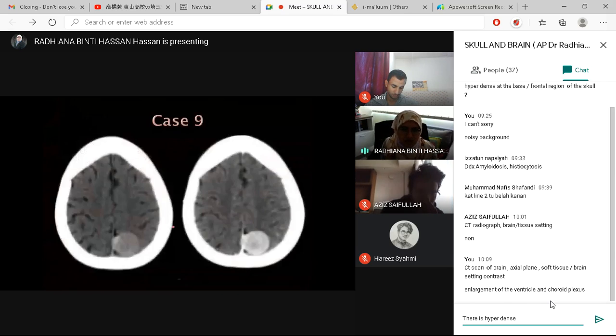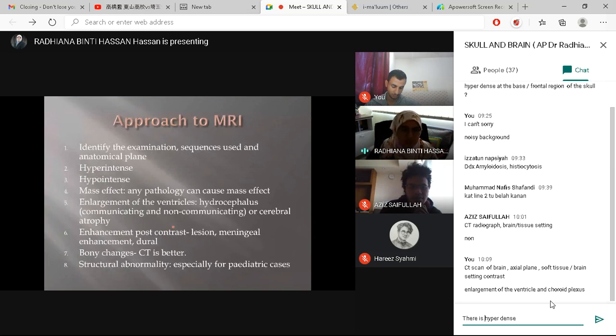Okay, I think time is almost up, so I'm going to conclude the session. MRI is almost the same as CT scan. The only thing that changes is the terminology we use, which is slightly different. An abnormality which is bright, we call hyperintense, and which is black, we call hypointense, rather than hyperdense and hypodense. So remember that when you answer your exam questions.